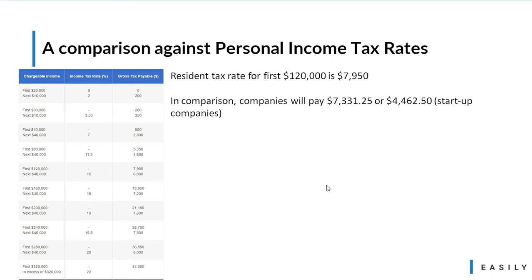Okay, so you compare this to this. For personal income tax, the resident tax for the first 120,000 is $7,950. But in comparison, if the company earns 120,000 profit, the tax payable is $7,331.25, or $4,462.50 for startups. So it's actually cheaper to start a company, and then all the revenue and profit goes to the company, than to be a sole proprietor.